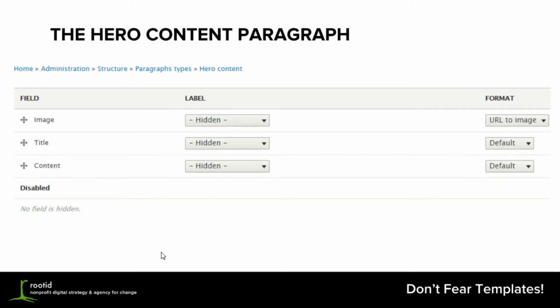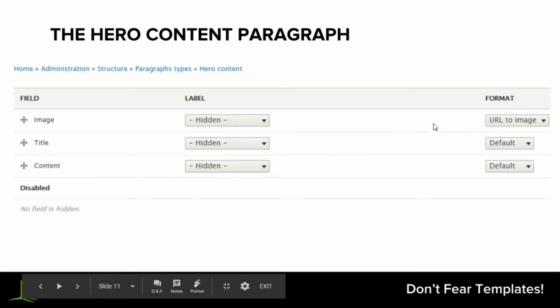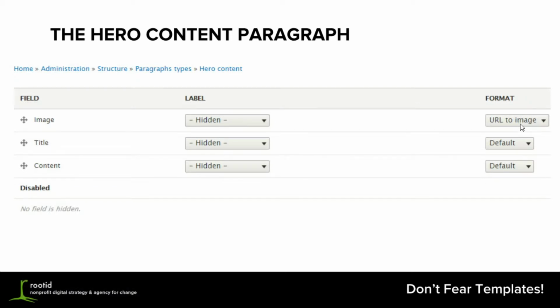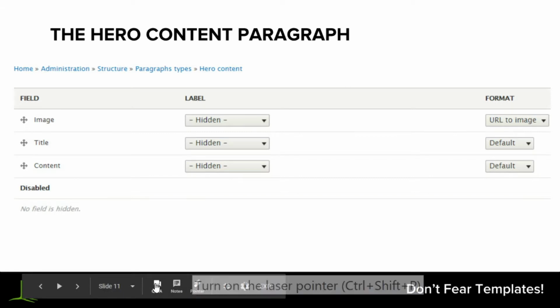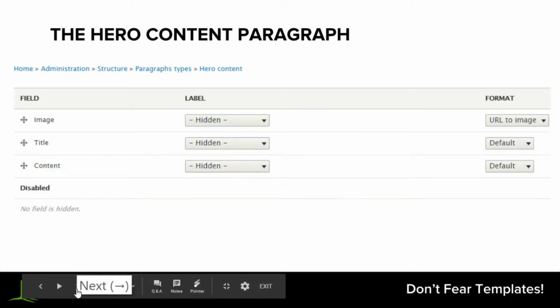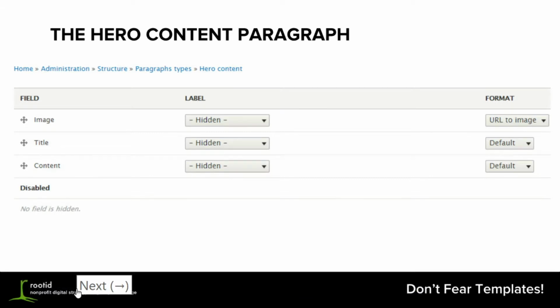So there's nothing all that special about this. It's 3 fields, an image, title, and a WYSIWYG content field. The only important thing to point out is over here, the display format for the image is set to give the URL to the image and not actually render it as an image tag. So that we can grab that URL and use it as a background. Is that function native in Drupal now, or did you need a module? That function is native in Drupal 8.